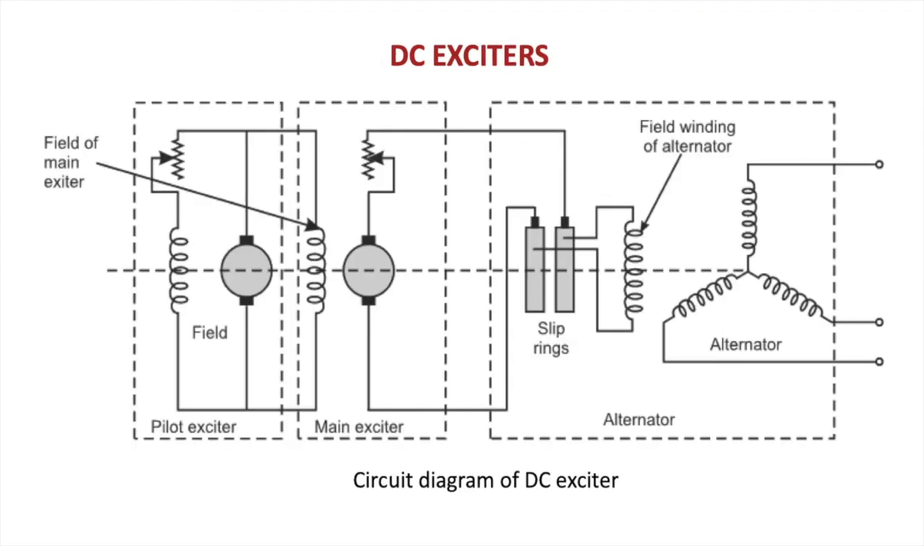The first one is the DC exciter. Now as you can see in the figure, we have got the main alternator, and to the shaft of the alternator, two extra machines are coupled to the same shaft, that is the main exciter and the pilot exciter. The main exciter generated voltage is being controlled by a rheostat, and the output of the main exciter is being fed on the slip rings of the field winding arrangement of the alternator. The pilot exciter serves the purpose of the field control of the main exciter.